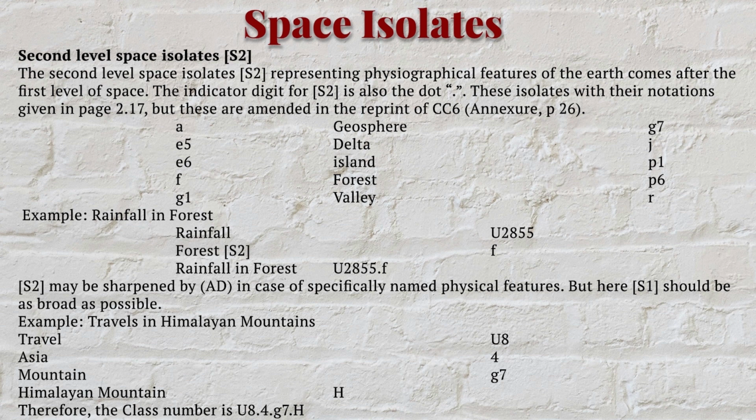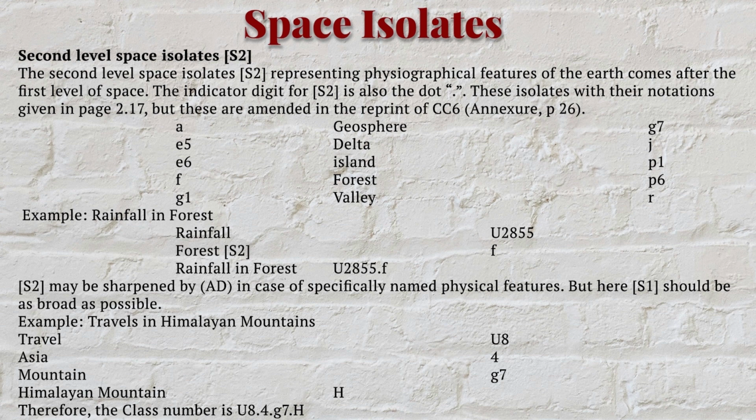Rainfall comes from the main class U geography. It is U2855, and forest, the second level space isolate, is denoted by small f. So rainfall in forest will be U2855 dot small f. Second level space isolate may also be sharpened by alphabetical device in case of specially named physical features.